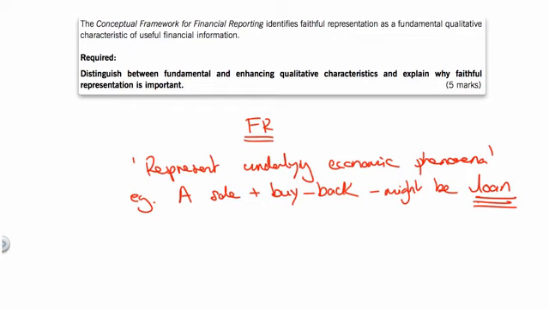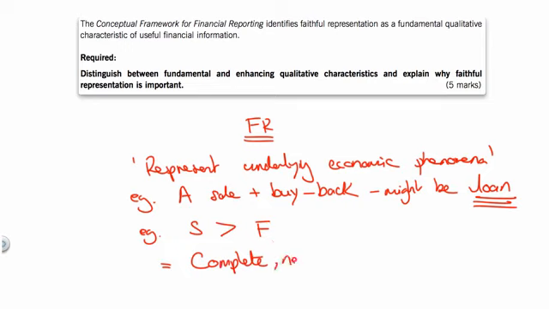Okay, so that is an example of substance over form. Okay, you're showing the substance of something rather than the legal position of maybe it just being a sale. You're trying to show the substance, the true underlying economic phenomena. And then the other words that you need to remember for faithful representation are, the item needs to be complete. So you're not just looking at the sale, you're looking at the complete thing, the extra and the buyback, because that can change things.